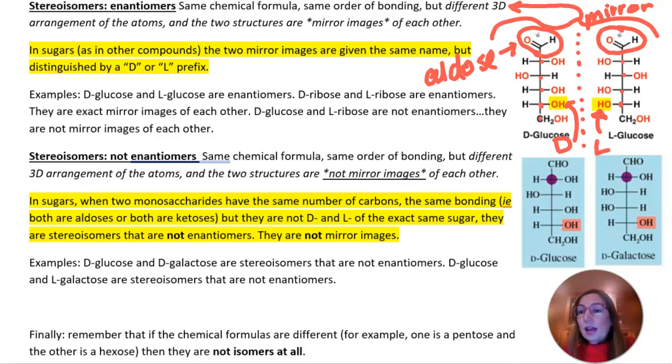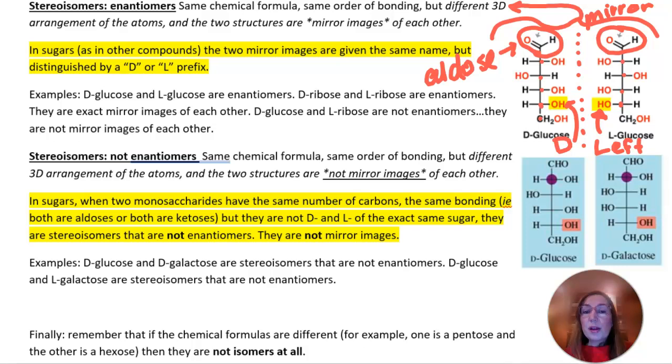So the D versus L enantiomers. In the L enantiomer, L-glucose, we see that OH, one carbon up from the end, is on the left. So these are stereoisomers that are enantiomers. What about stereoisomers that are not enantiomers? These have the same chemical formula, the same order of bonding, but different 3D arrangements of the atoms, and the structures are not mirror images of each other.